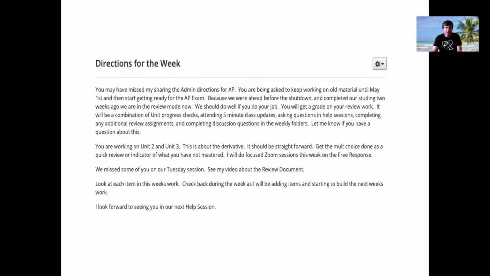Those directions I referred to, I actually made a little screenshot of those directions, and I included that in a note to your parents so your parents know what's going on. But please be sure to read these things. I put a lot of time into making Schoology helpful to you, and I do hope that it's working.